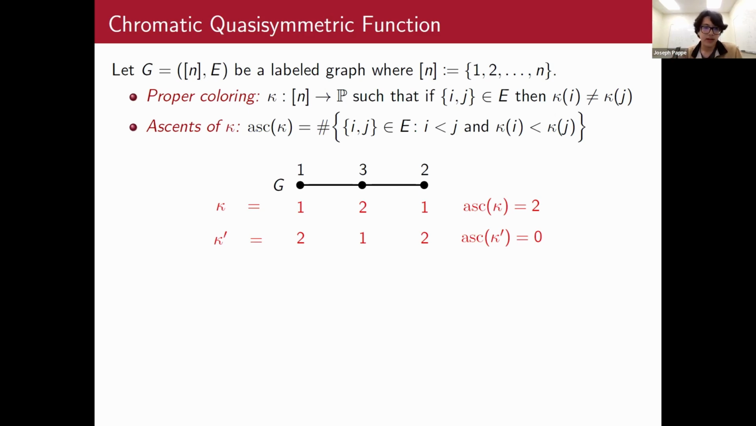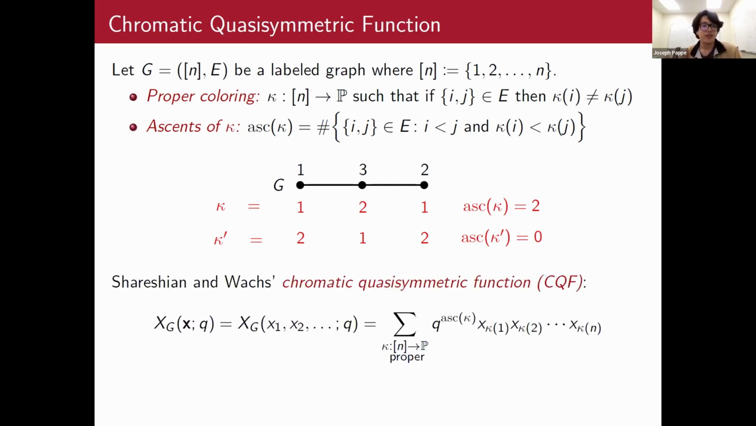And so Shareshian and Wachs defined this chromatic quasisymmetric function, which is just summing over all proper colorings, keeping track of the ascents and the coloring itself using the x variables. So for instance, for the chromatic quasisymmetric function of this path graph that we have up above, one of the terms will be q squared x1 squared x2, which is coming from this first coloring that we have up here.